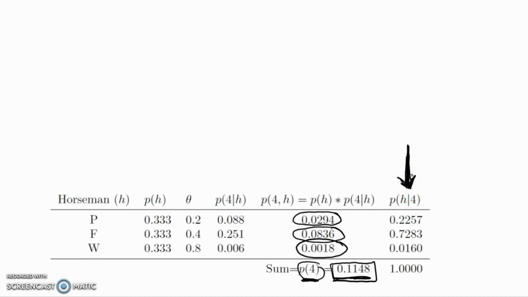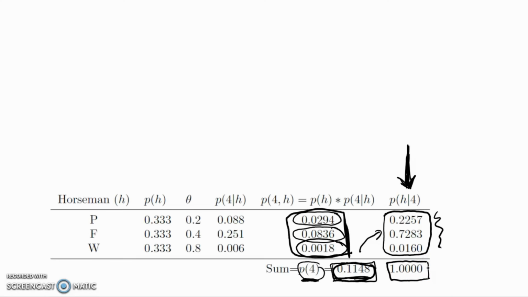So what's going on here? What's going on here is we're taking each one of these values, we're dividing it by this value, and that's going to give us these values. Now, nice thing about these particular values here is that they are nice probabilities. They sum up to 1.0.